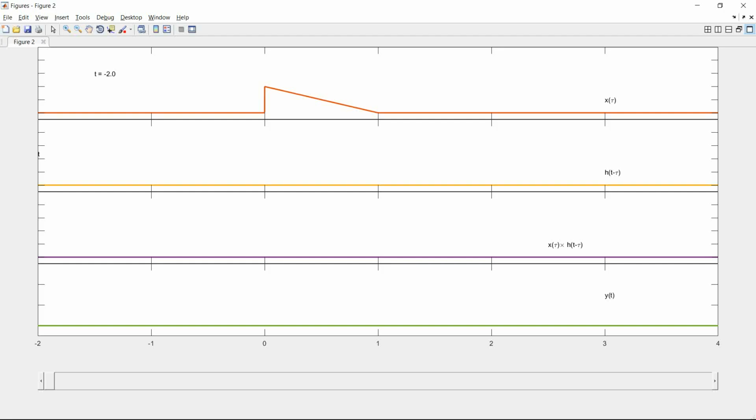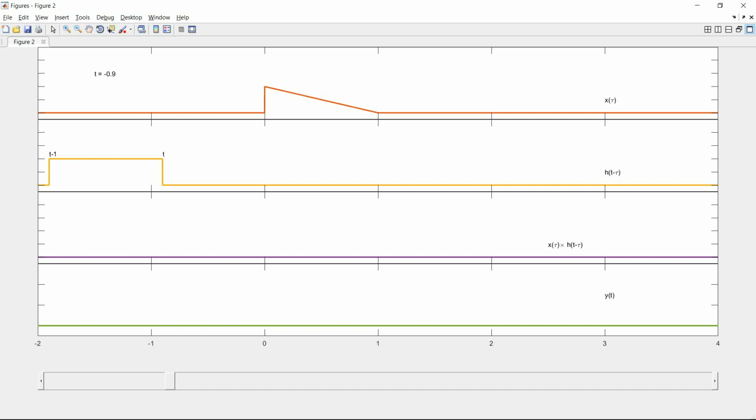So the last thing I want to do is show you an animation of this process. What you're looking at here, at the top you have x of tau, which is exactly the same x of tau we were looking at. On the second row, in yellow, we have h of t minus tau. Here there's no h of t minus tau to see because it's been shifted all the way to the left. Let me drag it a little bit to the right. The purple line is x of tau times h of t minus tau, which is 0 for all time. And then finally you have y of t, which is the integral of the purple line. So this is just an animation of what we've been doing before.